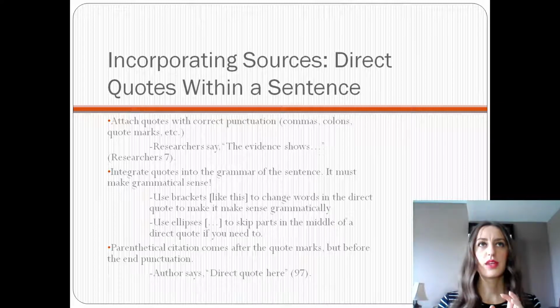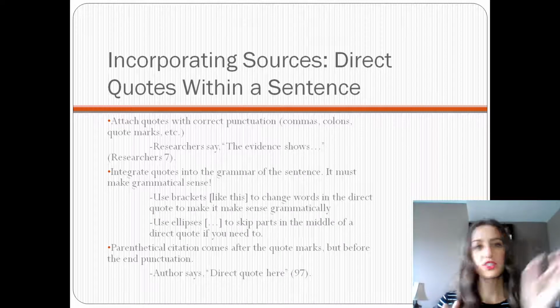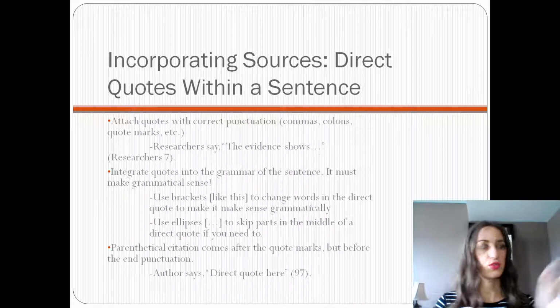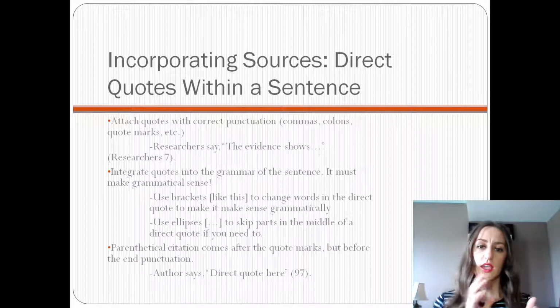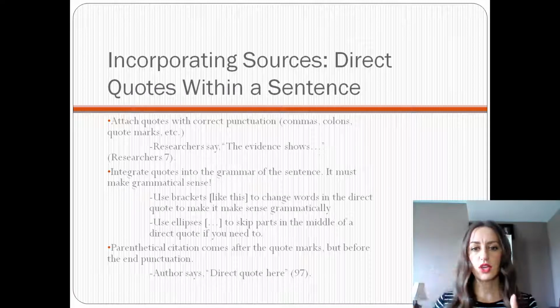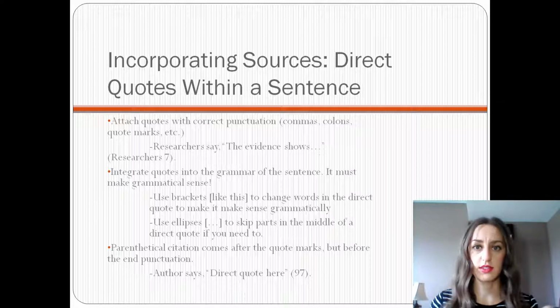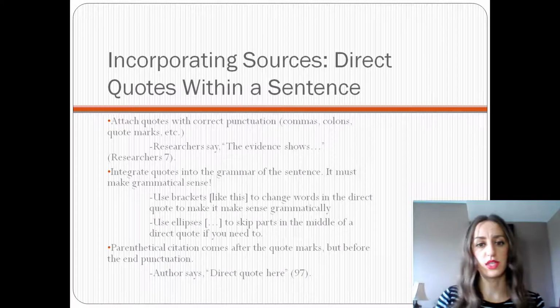So anytime you announce that you're quoting something, researchers say, this person said, this person wrote, you're going to want to have your comma. Sometimes a colon will be appropriate, and then you have to use your quote marks. So you have to use your quote marks around anything that is directly word for word taken from your source, all right? So you'll see there, researchers say, comma, quote, the evidence shows, and you'll even see that the is capitalized, right? Because if it's capitalized in the source, you should use it. You should capitalize it there, okay? and then end quote mark.